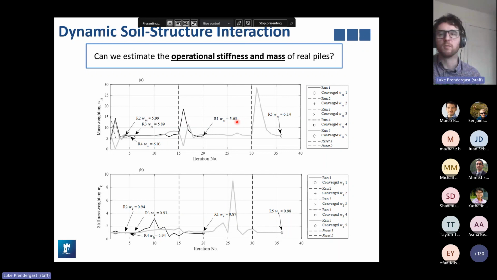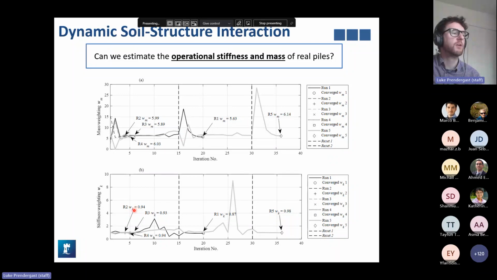So these mass weightings are the weight of the pile multiplied by the mass weighting distributed to the springs in the model. So it suggests that approximately, for example, 5.63 times the pile mass is also mobilized as soil when you dynamically impact the pile. That's what this number actually suggests.